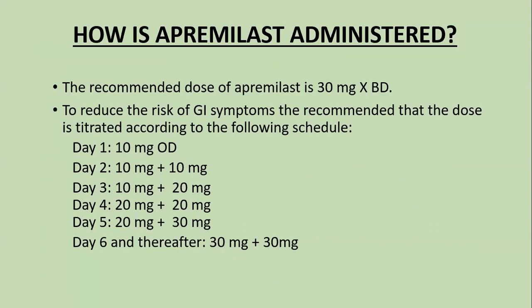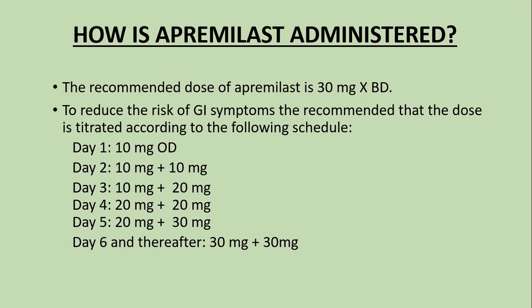The recommended daily dose of Apremilast is 30 milligram BD. It's available in 30 milligram tablet. To reduce the GI symptoms, the recommended way to start Apremilast is 10 mg OD on day 1. The tablet is scored and it can be broken into 3 parts.